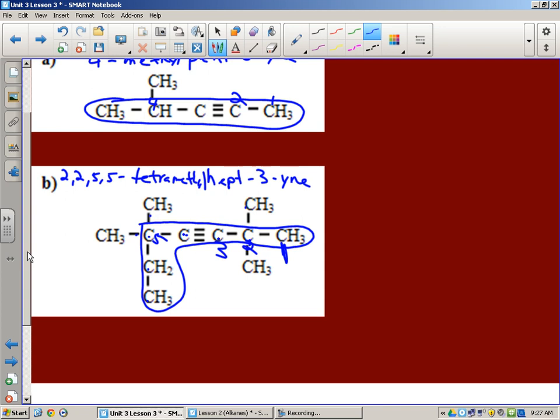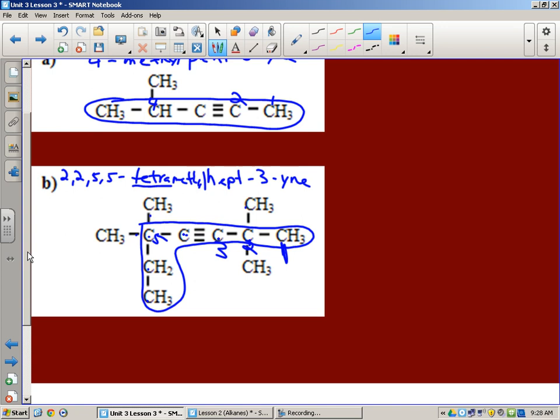Because what you're saying is there are four methyl groups. And even though they happen to be on the same carbon, you need to have 4 numbers to describe their location all the time. There's no exception to the rule, because they could have been 2, 3, 4, 5, for example. Well, those are all different. You need to have the 4 numbers.